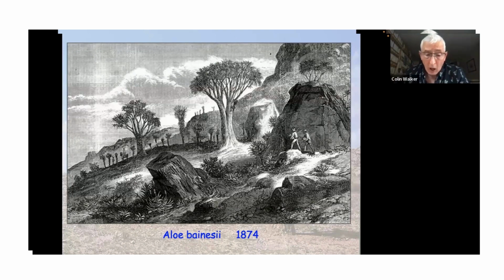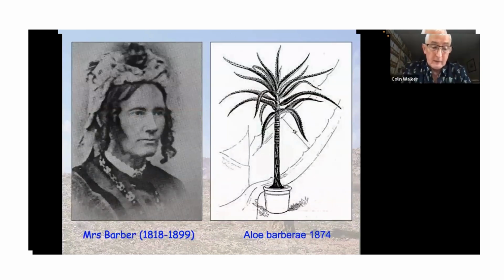At the same time, Mrs. Mary Barber was also in Zululand. She discovered a tree aloe. She sent living material to Kew. And here is on the right a drawing of her material at Kew. So Thistleton-Dyer had a painting from Thomas Baines and living material from Mary Barber, and he thought they were two different species.